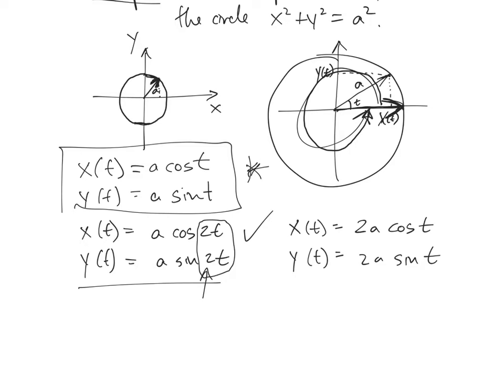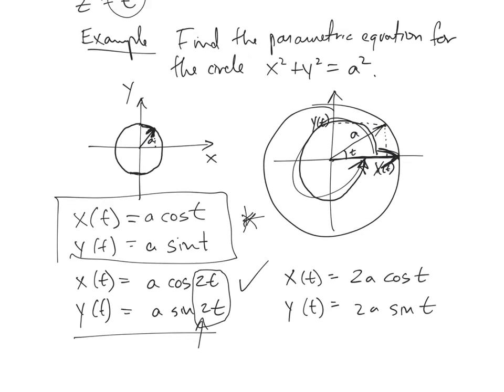And if you're ever in doubt, all you got to do is take these equations for x and y and substitute them back in here and see if they satisfy this equation. If they do, they're a valid parametric representation of the circle. If they don't, then either you made an error or they're not.